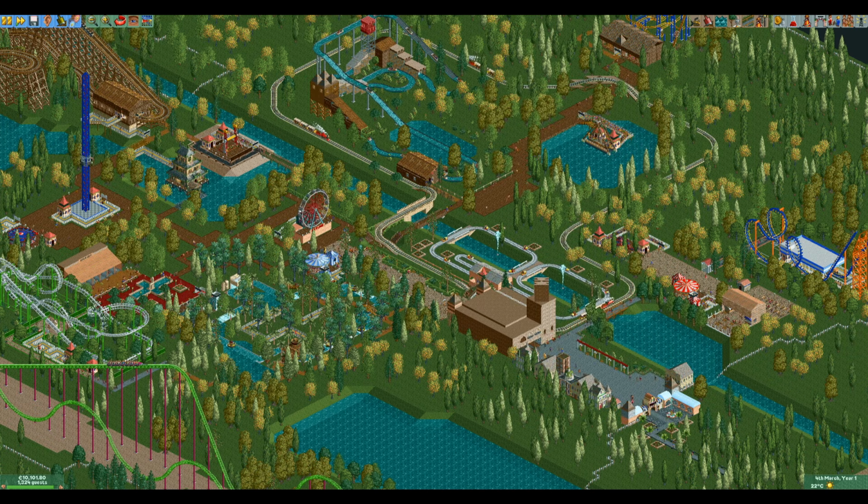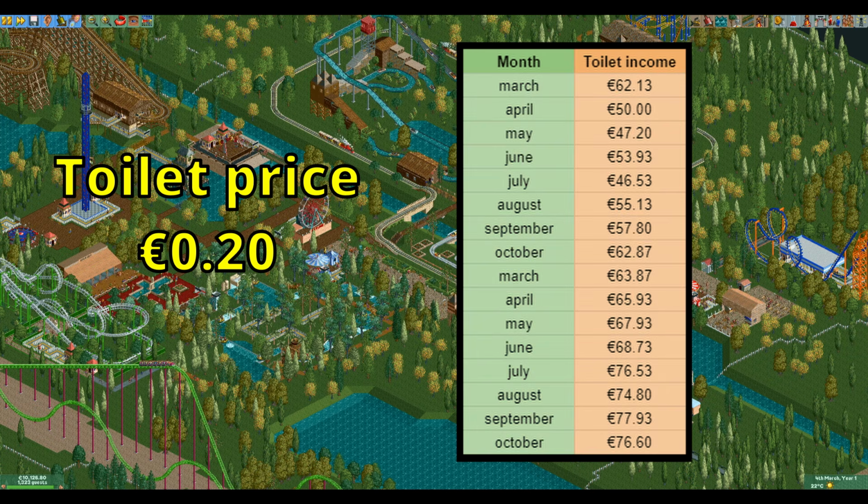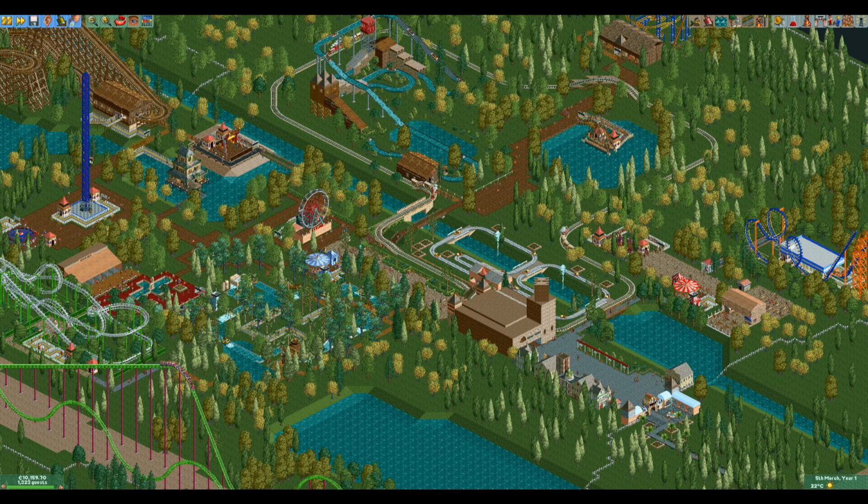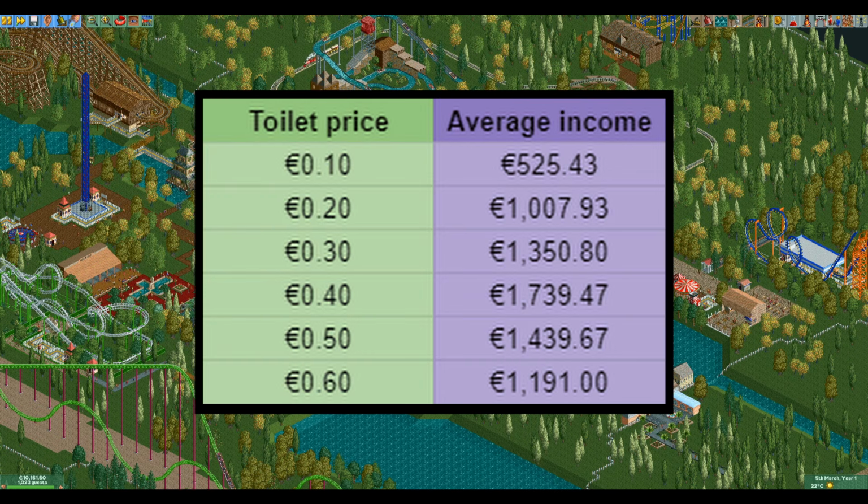When we look at the results for 20 cents, we don't see this effect. The only thing we do see is a slight steady increase as we get more guests in the park over time. At some point this effect does wear off and the number of guests leaving the park with a full bladder and perhaps other effects do outweigh the extra income. The perfect balance seems to be at 40 cents.